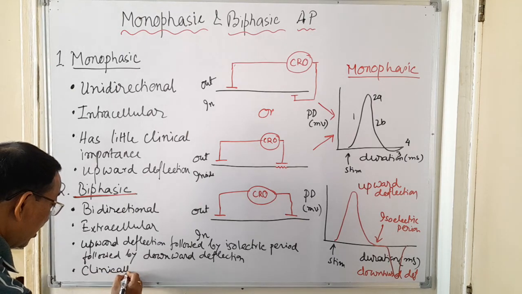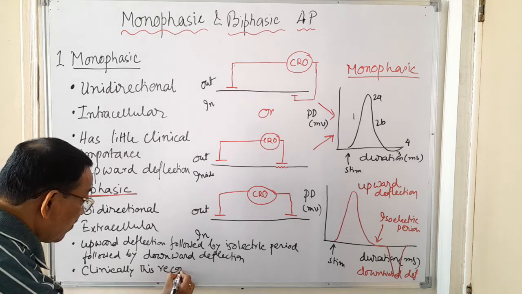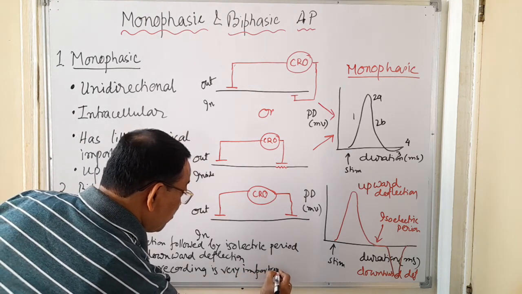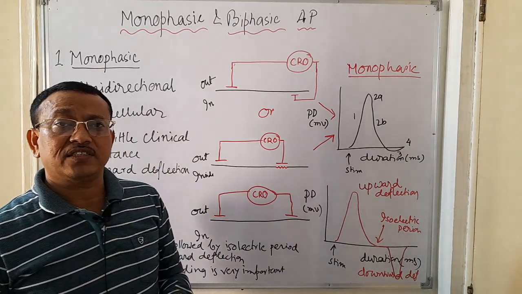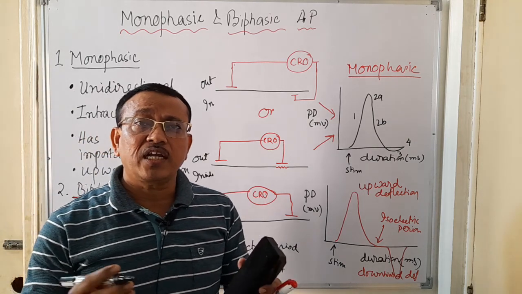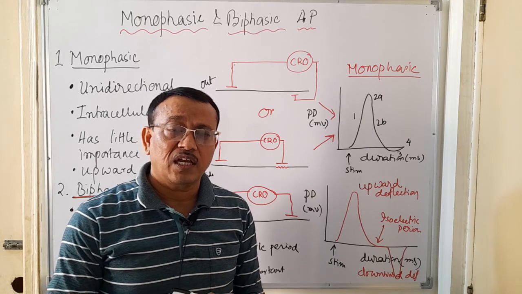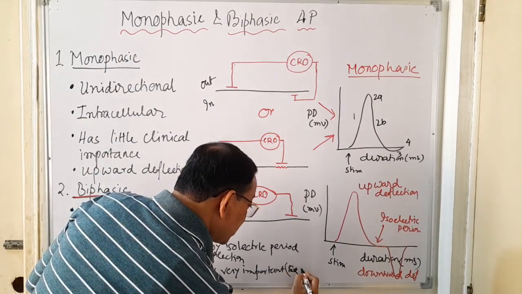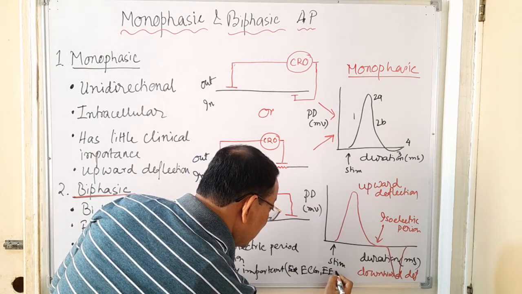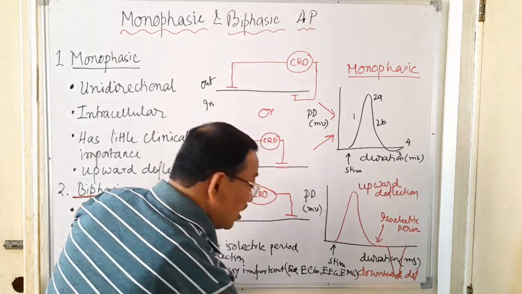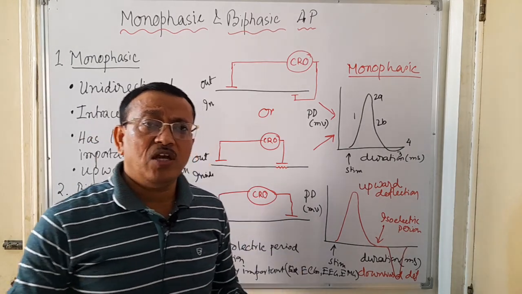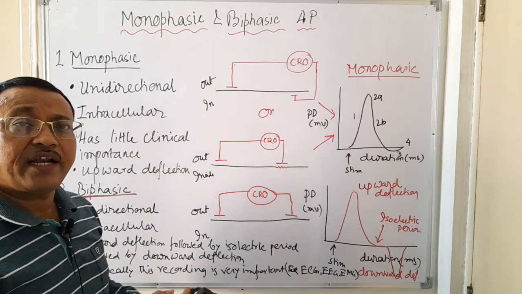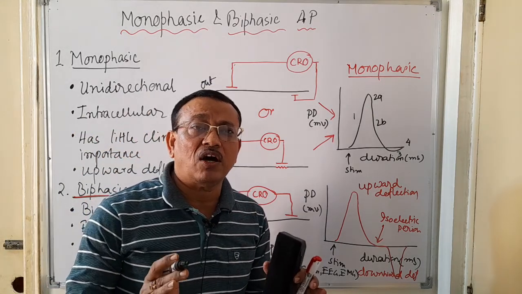This recording is very important, because all the electrical recordings that are used for the clinical diagnosis of the different systems are under this category. For example, ECG, EEG, EMG, electroretinogram, electroolfactogram. All these are examples of the extracellular recording and are used to diagnose any abnormality of the underlying tissue.